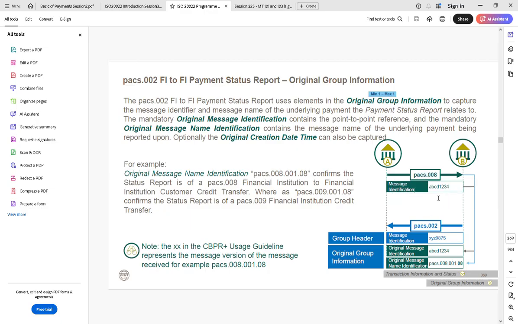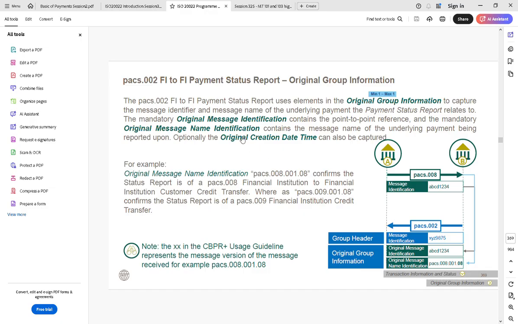Now we have to reverse it back with PACS.002. So while sending back, the original message identification with ABCD1234 will be here. Can you realize now? ABCD1234 is here now, and the new message identification is XYZ, this one. Correct? Is it clear? Only this change is happening now, which was not there earlier, because we are reversing, we are sending back the status.